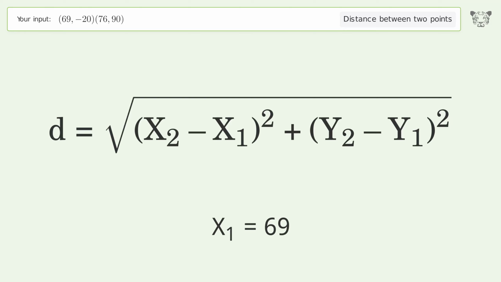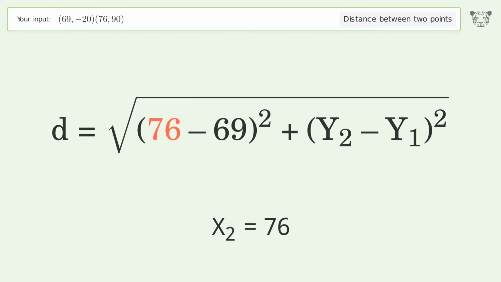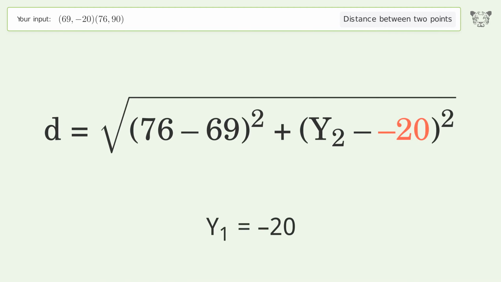x1 equals 69. x2 equals 76. y1 equals -20. y2 equals 90.